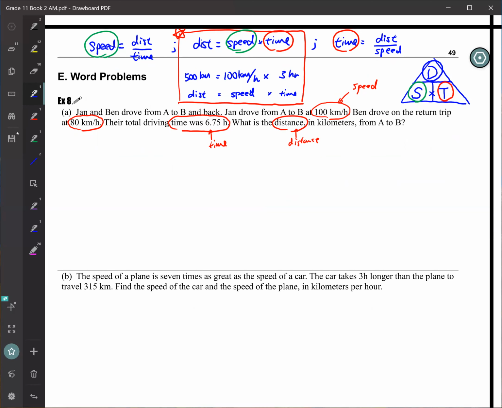Jan and Ben drove from A to B and back. Jan drove from A to B at 100 kilometers per hour. Ben drove on the return trip at 80 kilometers per hour. Their total driving time was 6.75 hours. What is the distance in kilometers from A to B?